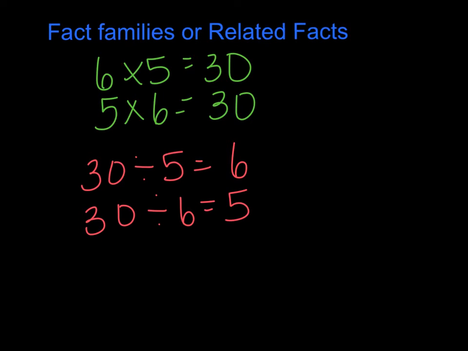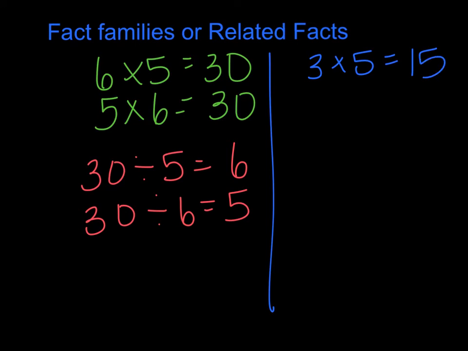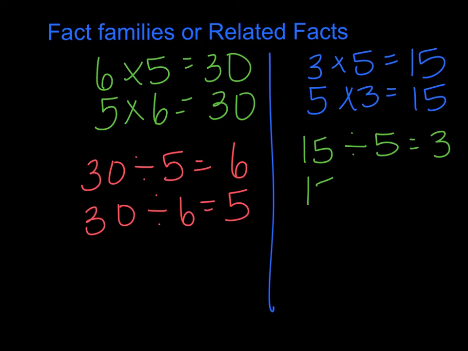Okay, so with that information, see if you can write the 4 facts that would go with the fact family 3 times 5 equals 15. So pause the video and go ahead and write the other members of this fact family. So if you have 3 times 5 equals 15, you should have 5 times 3 equals 15. And then for division, you're going to start with your biggest number, which is 15. 15 divided by 5 equals 3. And 15 divided by 3 equals 5.